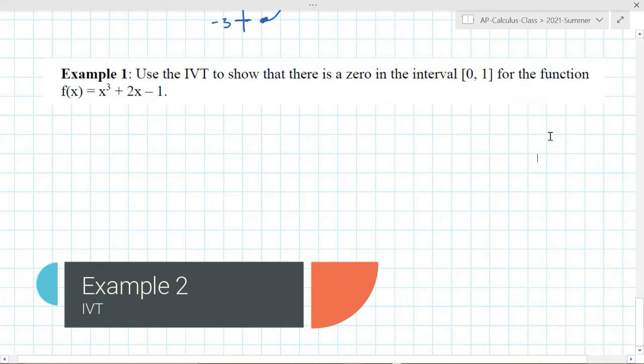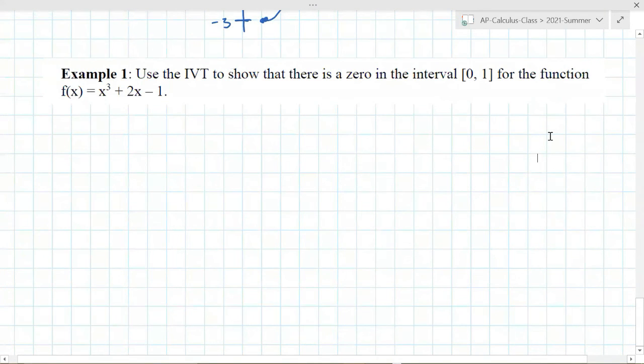Okay, use the intermediate value theorem to show that there is a 0 in the interval 0 to 1 for the function f of x equals x cubed plus 2x minus 1. So what is given? A closed interval is given, this was our A and B. And this function is given, x cubed plus 2x minus 1, and they're telling us to use the IVT.